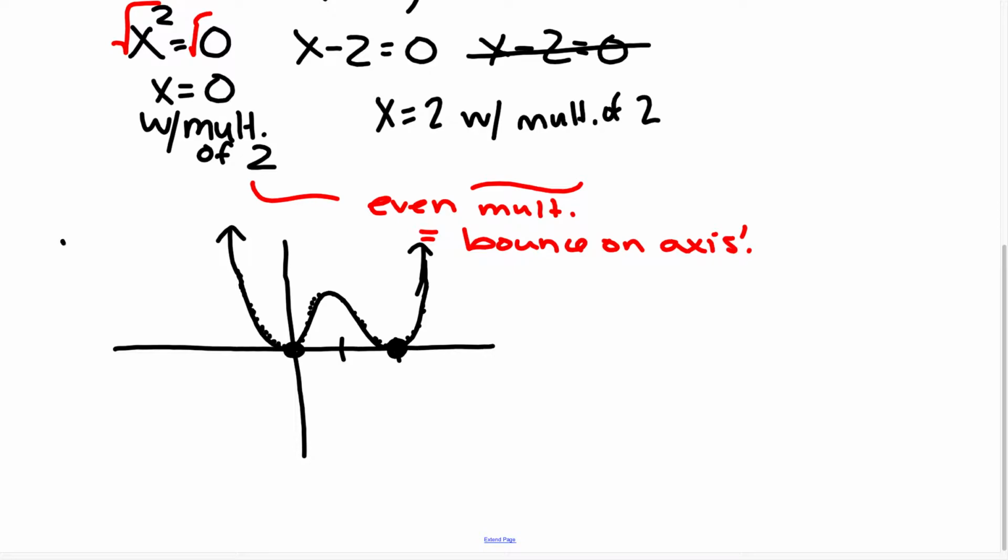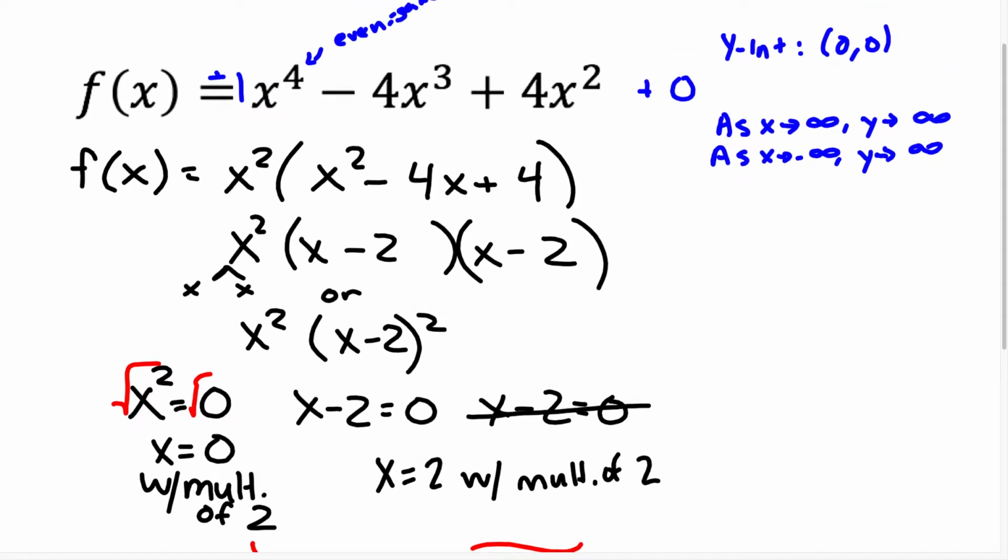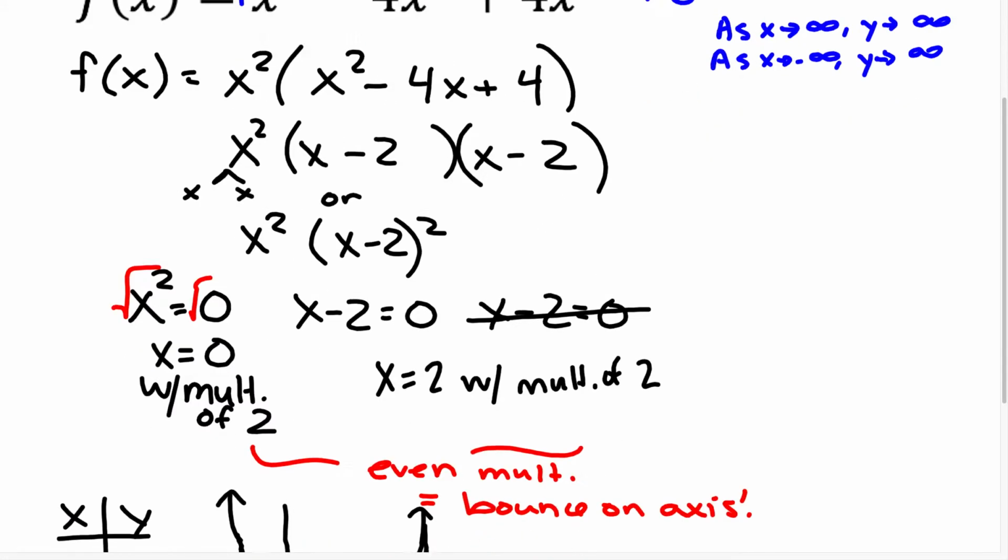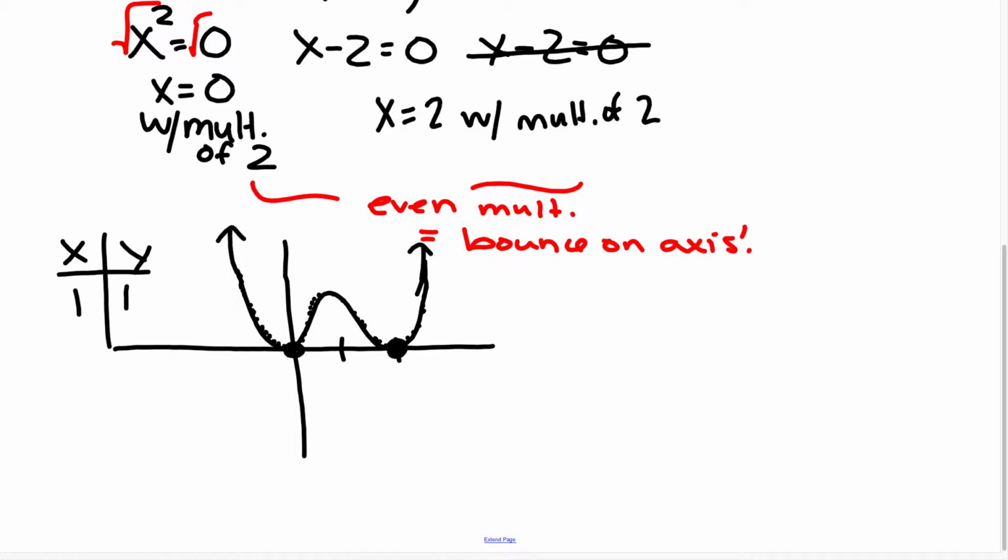If you wanted to, you could pick another point. Like if you wanted to know what was happening in between 0 and 2, I could let x equal 1. I could plug that in. 1 minus 4 is negative 3 plus 4 is 1. So the y value would be 1 and go right 1, up 1. Does that make sense? Yeah.